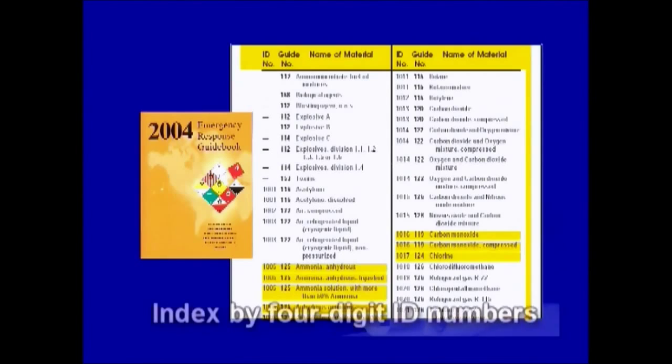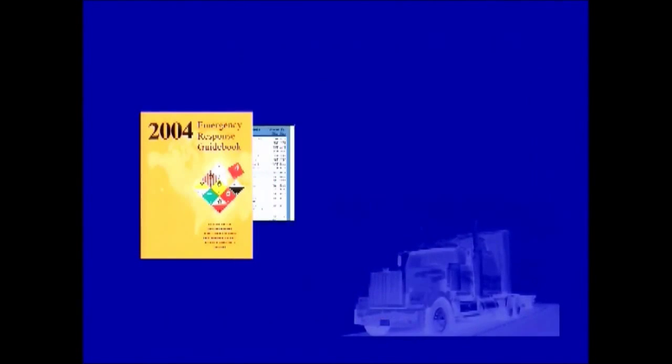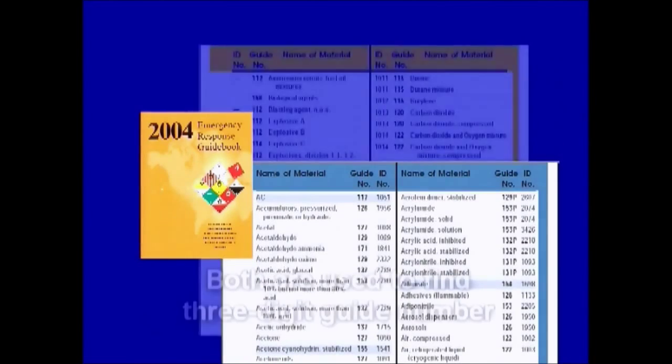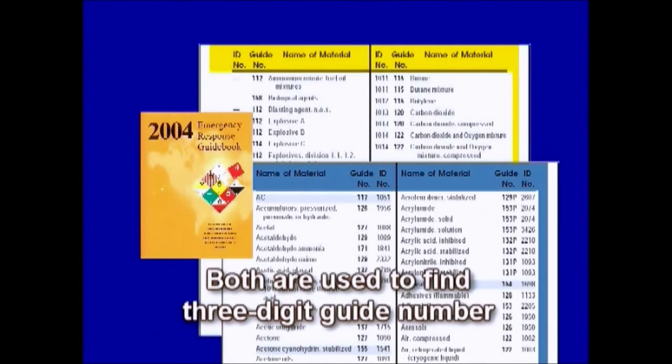Here's how to use the North American Guidebook during an incident involving dangerous materials. This guidebook is divided into 4 sections. The first section, with the yellow border, is the index by 4-digit ID numbers. The second, bordered by blue, is an index of proper shipping names listed alphabetically. Both the yellow and blue sections are used to find the 3-digit guide number that is to be used in Section 3.